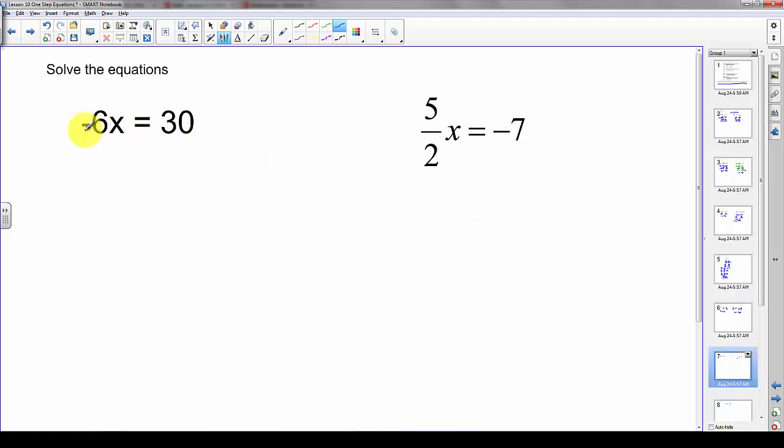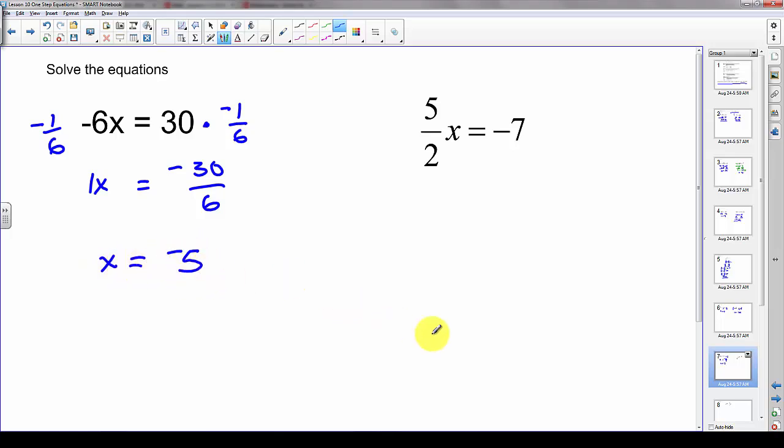Here I have a multiplication of negative 6 to the x, and I want to undo that. So I can multiply by its reciprocal. But if I want to make it positive, I have to have a negative 1/6. So I get a positive 1x here. I'm going to multiply this side by a negative 1/6. This gets me a negative 30 over 6. So therefore, x equals, after reducing, negative 5.